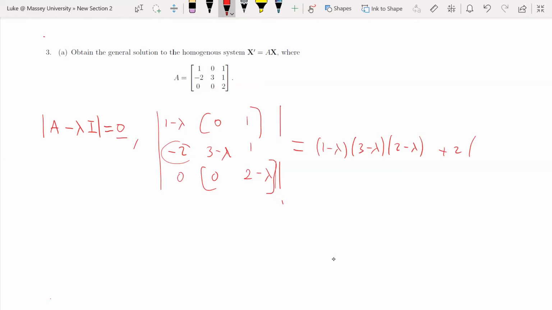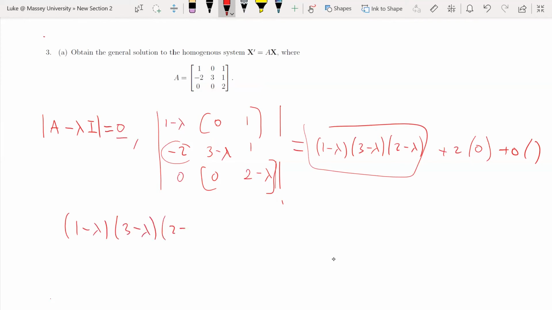Okay, but that's going to be 0 because I get 0 times 2 minus lambda minus 0 times 1, so I get 0, plus 0 times something. So in fact, all I get here is this first term. So I get 1 minus lambda times 3 minus lambda times 2 minus lambda equals 0. So in other words, it's quite easy to see that my eigenvalues are lambda 1 equal to 1, lambda 2 equal to 2, and lambda 3 equal to 3. Well, it's kind of neat.